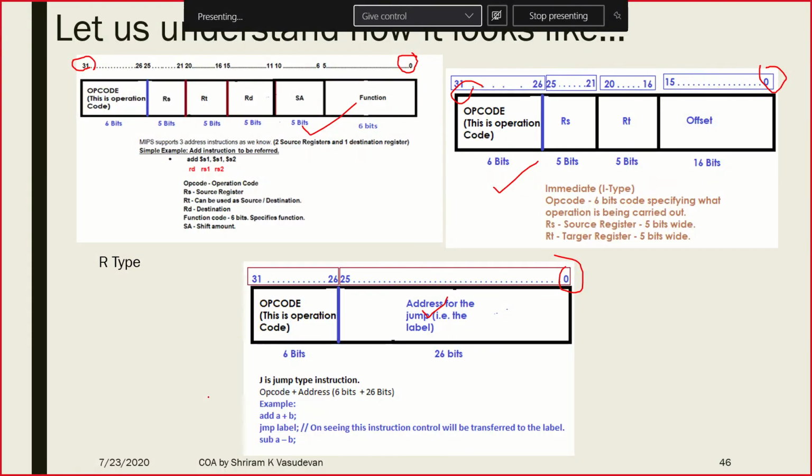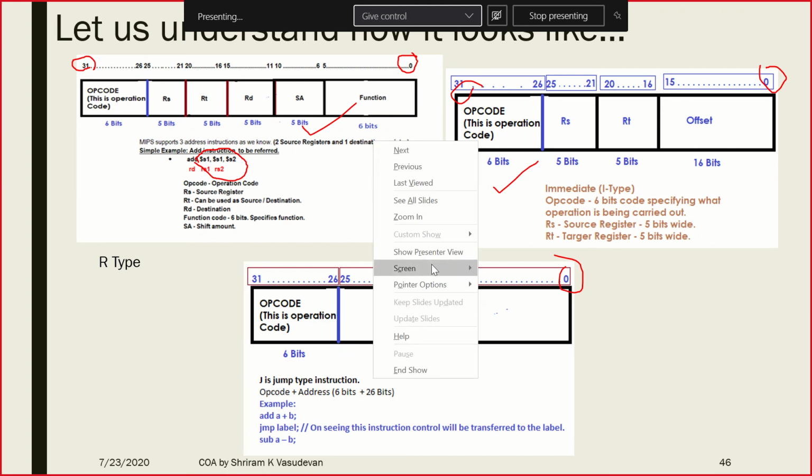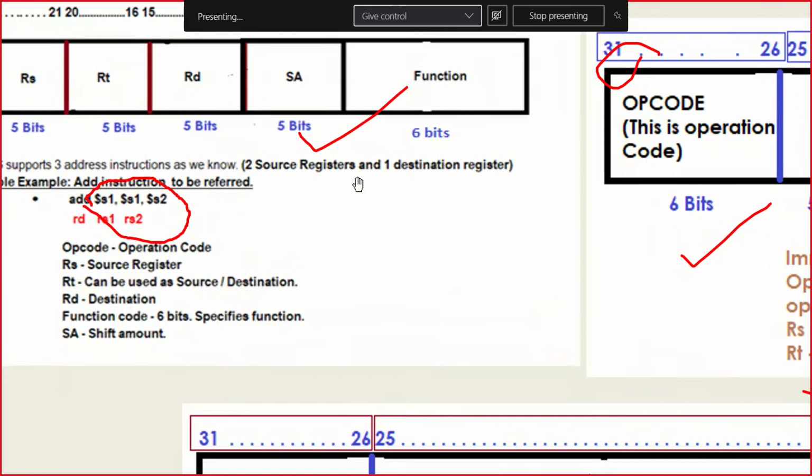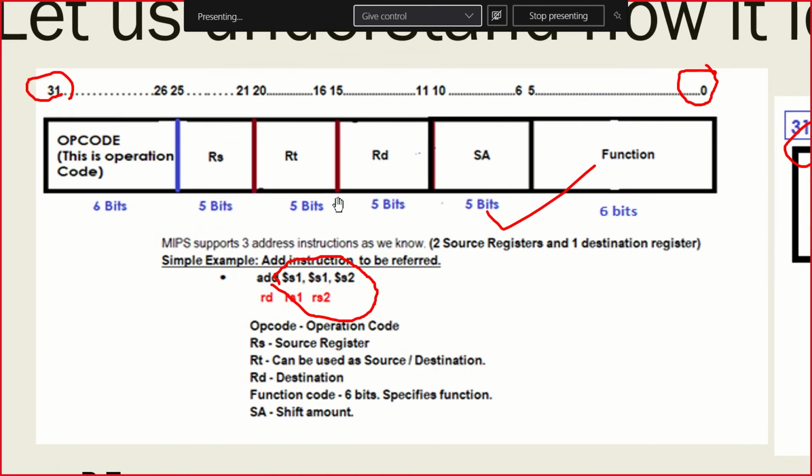MIPS has got R type instructions, which means the registers are going to be the major components of the instruction. R type instructions will have all the operands as registers. You can see here S1, S2, S1: S1 and S2 are the 3 registers. Don't worry about why I named it S1, I'll talk about it a little later. If you want me to zoom in a little bit, I can. You can see that here.